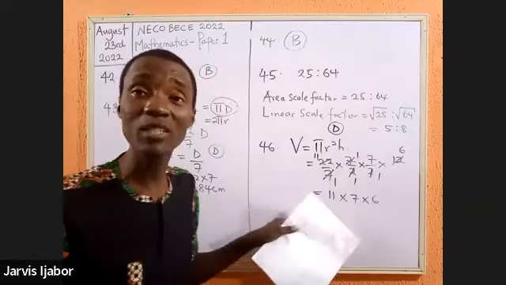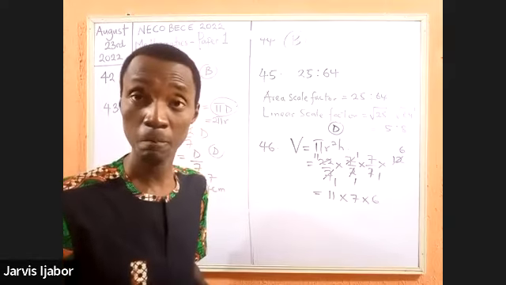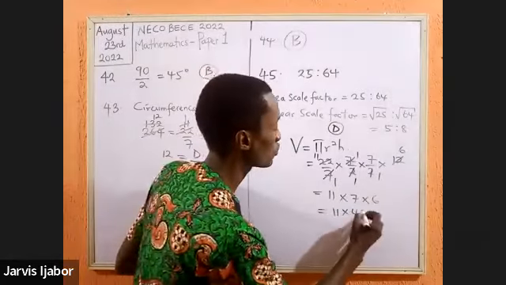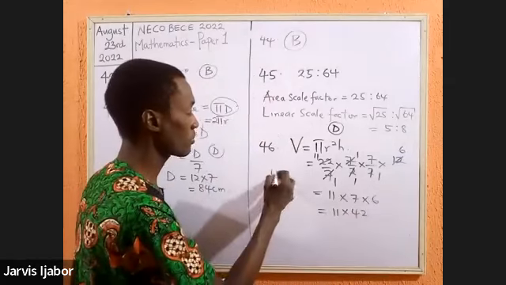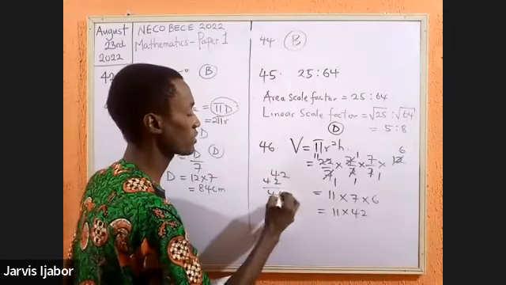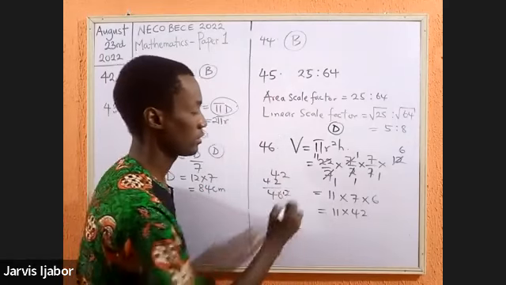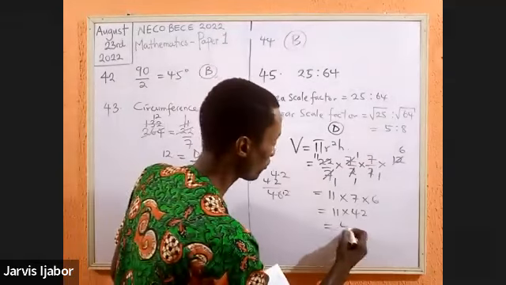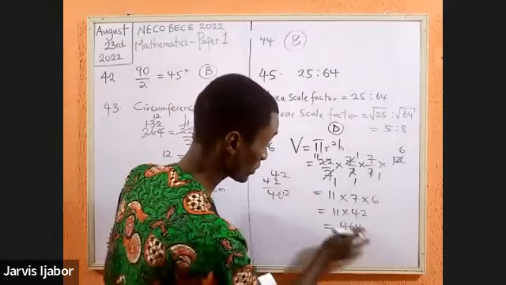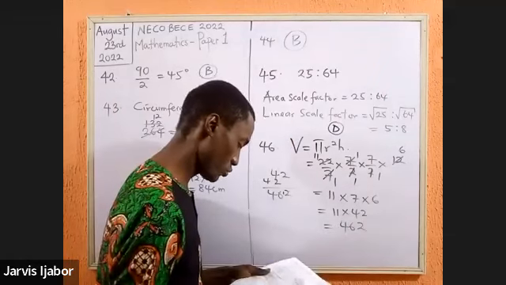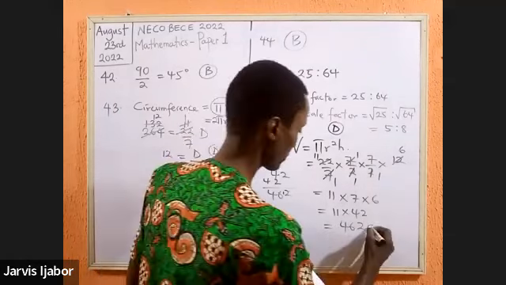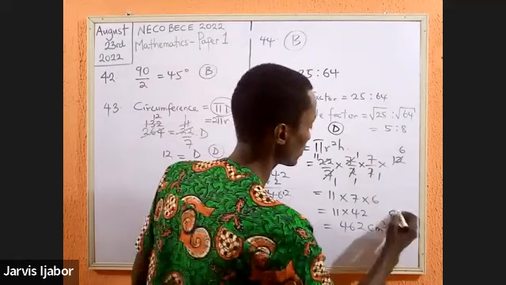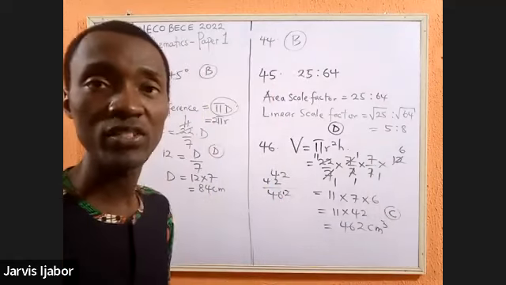Now, this is where I expect you to be very smart in your multiplication. I expect you to multiply these two first. This will give me 11 times 42, and when you multiply this, it will simply be 462. You must develop quick ways to attend to your problems. So this will be 462 centimeter cube. What option would that be? That will be option C. So that takes care of that question.